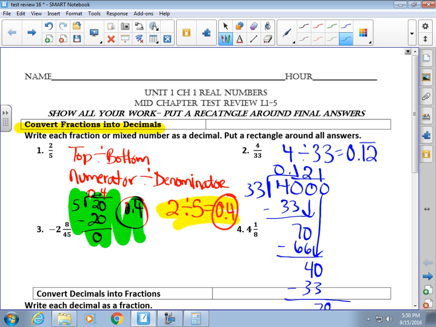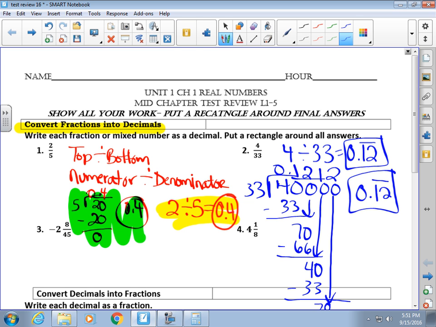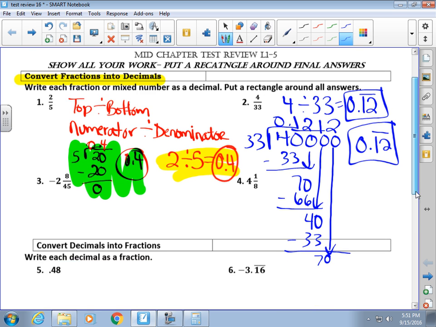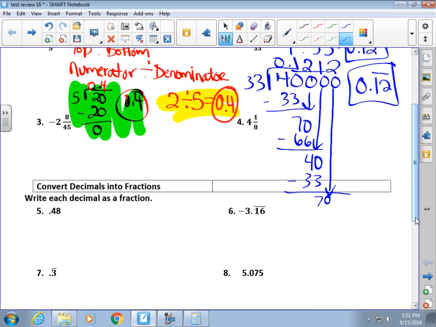As you see, the process would keep repeating over and over and over. So I would take this and I would write 0.12 repeating. Alright. And I will put a square around my answer. Okie dokie. Let's keep going. Number 3.